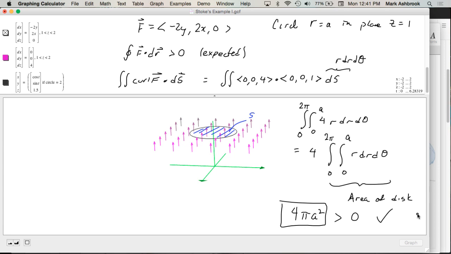So yeah, when you have a positive circulation around the boundary, that means that the net sum of all the curl on the inside has got to give you positive flux through the surface. That's what we're saying.